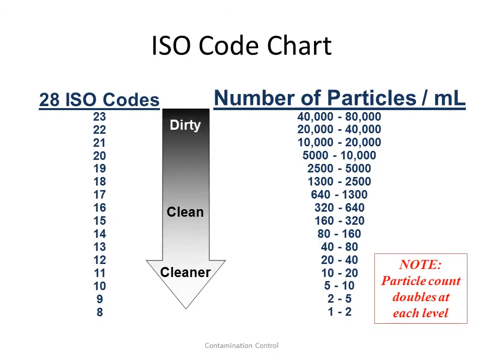This chart shows some of the different ISO codes and the particles for each one. You can see that as the ISO code gets lower, the fluid gets cleaner, and again the particle count doubles at each level. When we report an oil cleanliness measurement, we often report a dash and two other numbers like dash 22/16 or dash 18/15.